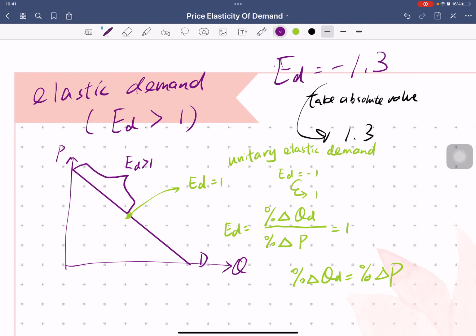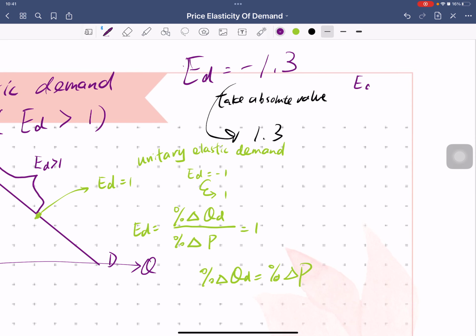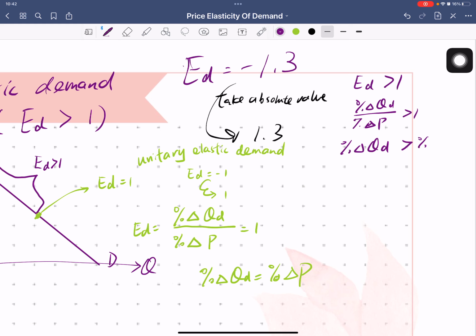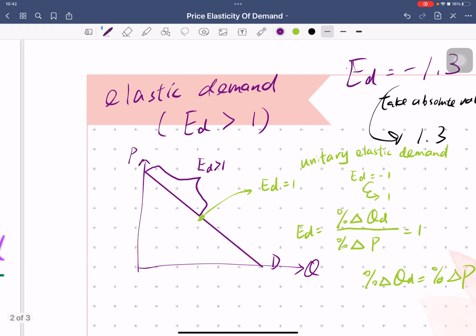So by the same rationale, when the price elasticity of demand ED is larger than 1, what is ED? Percentage change in quantity demand over percentage change in price, right? So when it's larger than 1, we will know that the percentage change in QD is larger than the percentage change in price. That's how we divide it.